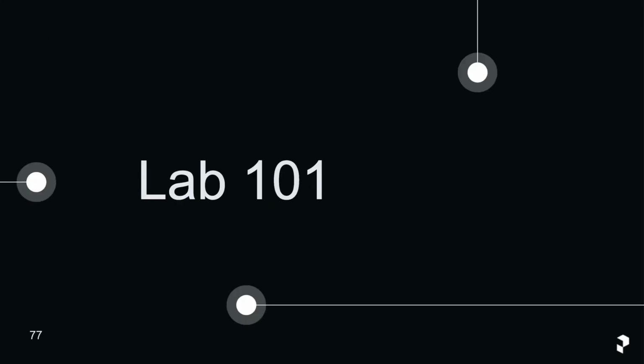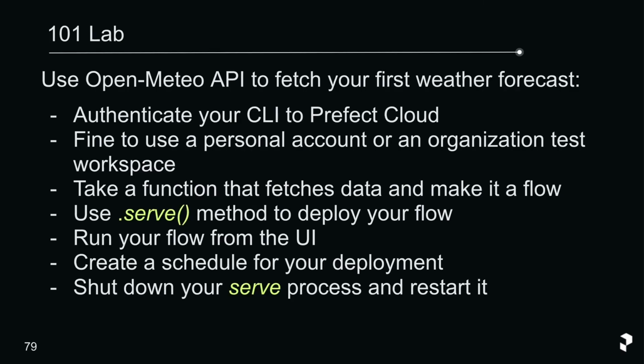Now we're at the hands-on portion of the module where we can actually get some hands-on keyboard time and review the topics that we have covered. And here are our goals for the lab. So you're going to use the OpenMeteo API to fetch your first weather forecast. You're going to start by authenticating your CLI to a Prefect Cloud account of your choosing. You're welcome to use a personal account or a test workspace. You're going to take a function that fetches data and convert it into a flow. There's an example of that in the 101 folder in the GitHub repo. You're going to use serve to deploy that flow. You'll run the flow from the UI once your deployment is created. And then you can pick and choose how you want to create a schedule for that deployment. Remember, you can do it through the CLI, the UI, or the Python SDK. And to wrap everything up, you can shut down your serve process and restart it.